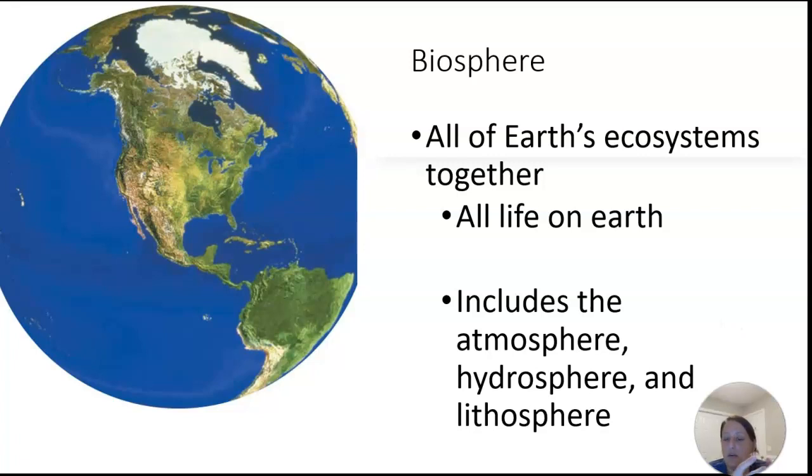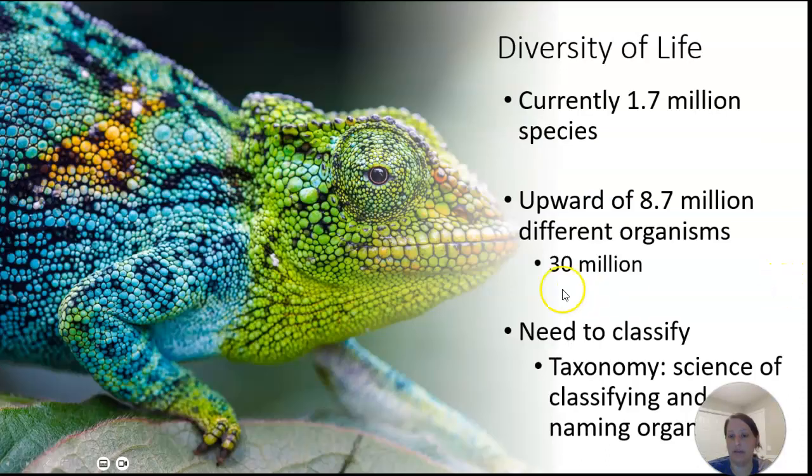When we put all of the ecosystems on the planet Earth together, we call that the biosphere. It's going to include all of the living organisms on our planet, as well as the atmosphere, the air around, the hydrosphere, which is all the water, and the lithosphere, which is the rock, the dirt, the soil. So all of those things would be included in the biosphere.